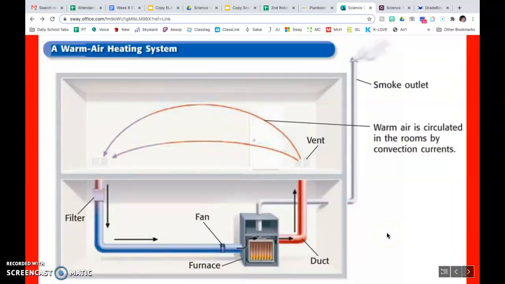And this would be a warm air heating system. In this, you have your furnace and the fan and a duct that's going to run up and a vent somewhere in your house or in that room that's going to allow that warm air to be circulated by convection currents again, and then it's going to filter back in and back down and go through that same process all over again.